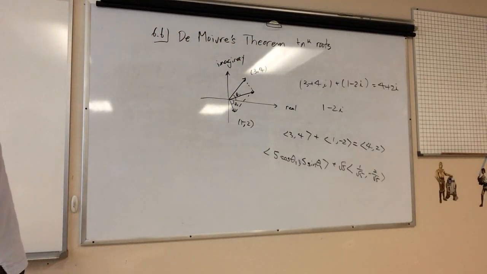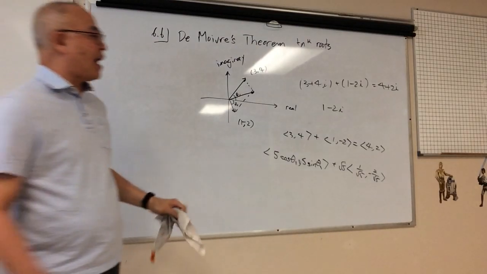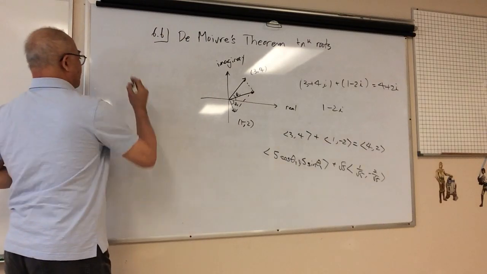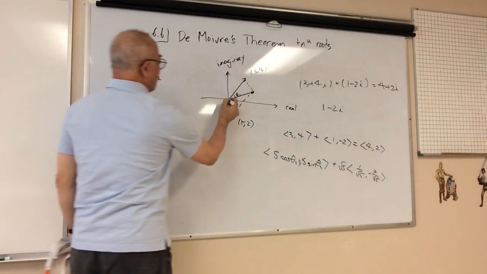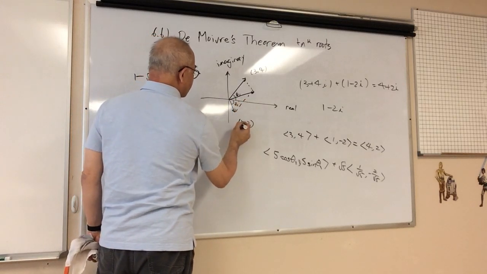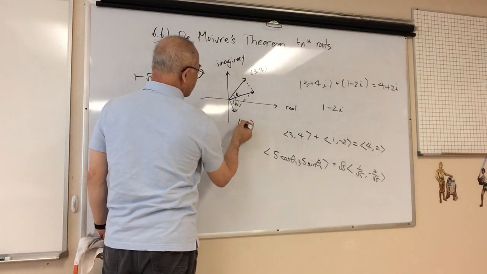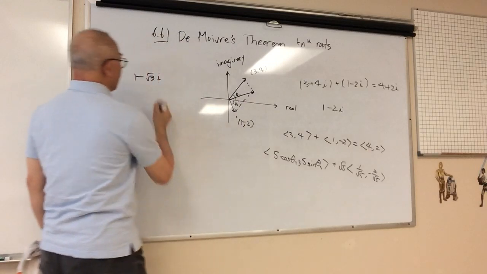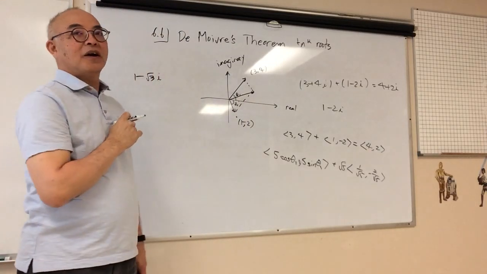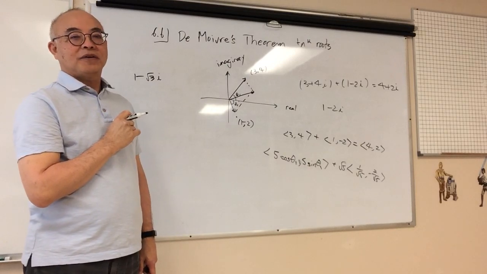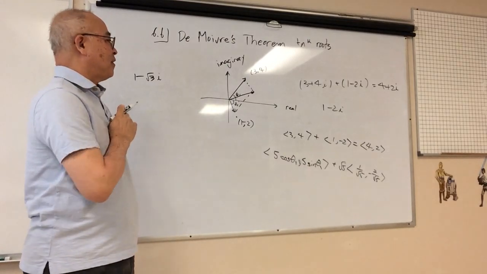So, finding the polar form. Let's see if we can do that here. 1 minus root 3i. So if we had 1 minus root 3i, it's going to be somewhere down here, I would think, right? So what would be the argument? Not the argument, the modulus.